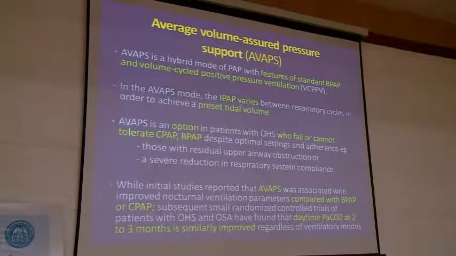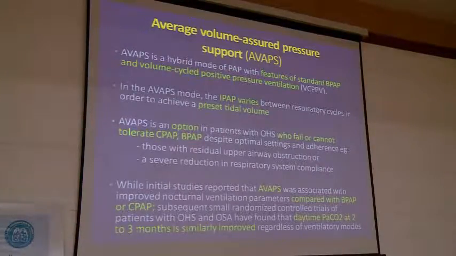So basically by using AVAPS, we are making sure that adequate ventilation is going in, and therefore the PCO2 and PO2 get corrected. Initially, everybody was very excited with AVAPS, but the new studies have shown that initially AVAPS may be better, but after 2 to 3 months, the results given by AVAPS, BiPAP and CPAP are just the same, and AVAPS is much more expensive.